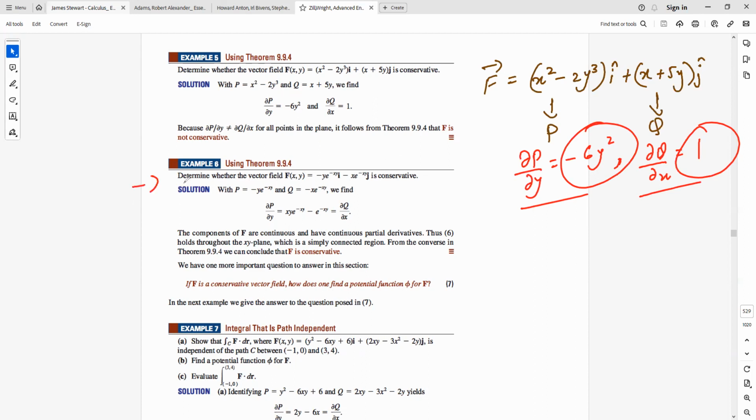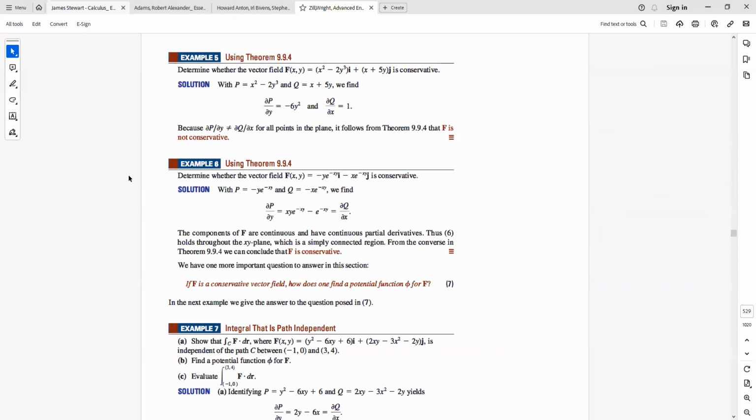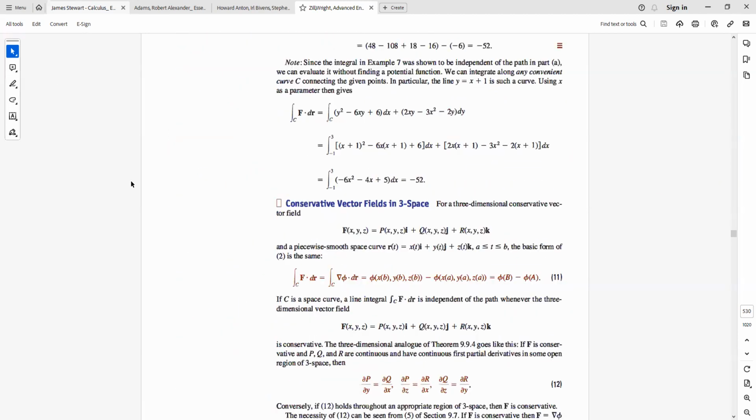Similarly, this is another example. The field is given as negative y times e to the power negative xy i minus x e to the power negative xy j. So this is P and this is Q. We can find partial P over partial y, partial Q over partial x, and then we can see whether the field is conservative or not.